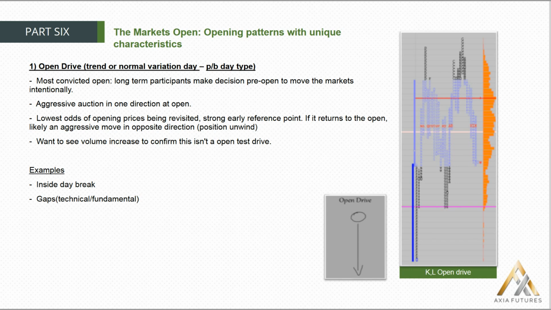The first one you can see is just a basic drawing of what an open drive looks like. The big O is where we open. Now, as you can see, we open almost at the extreme. This could obviously be up or down. When we open, prices are very quickly moved in one direction or the other with very little pullback.